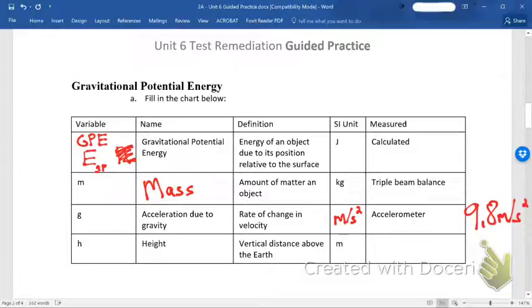Lastly, we have height, which is really a special kind of distance. It is distance, but it's only distance in the vertical direction. Why? Gravity doesn't affect us horizontally, so we use h here. And we can measure this with a meter stick.